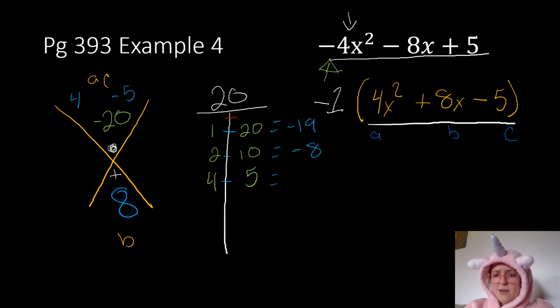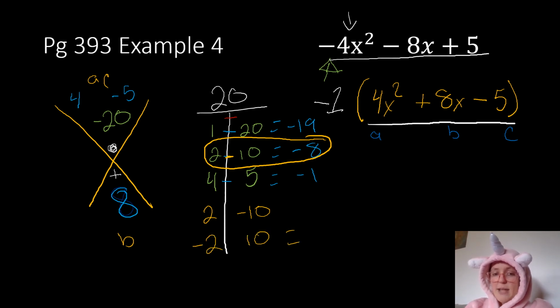How about 4 minus 5? Make sure it's not magic. So 4 minus 5 gives us -1. All right, so this one's probably our best option up here, but it's not quite right with 2 minus 10, because that gives us -8. So instead of doing 2 and -10, what if we did -2 and 10? -2, and now we're at +10, gives us a +8. So -2 and +10 is going to be what we split the middle term into.